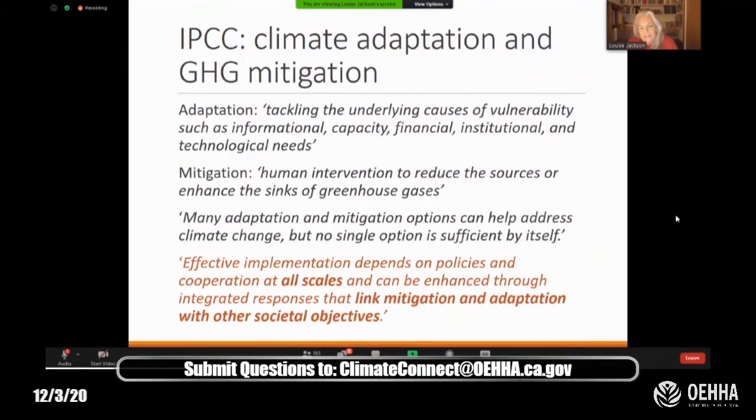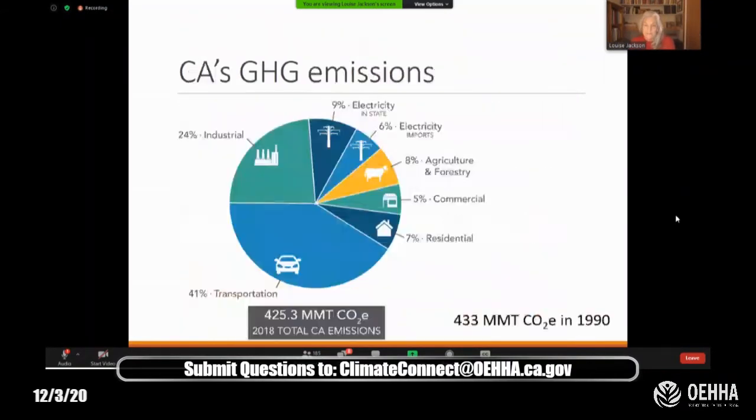And that's that effective implementation depends on policies and cooperation at all scales and can be enhanced through integrated responses that link mitigation and adaptation with other societal objectives.